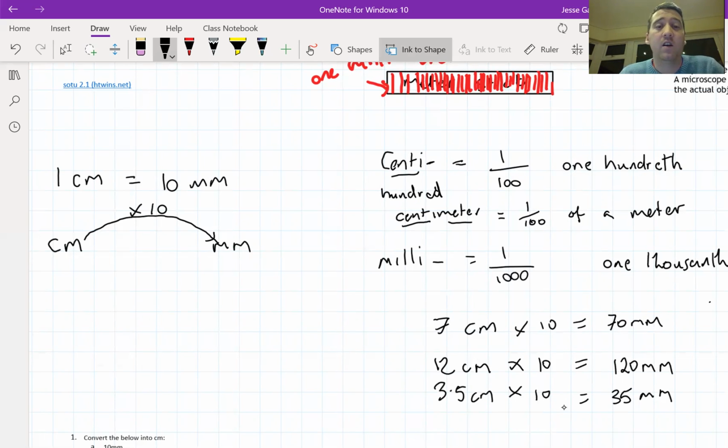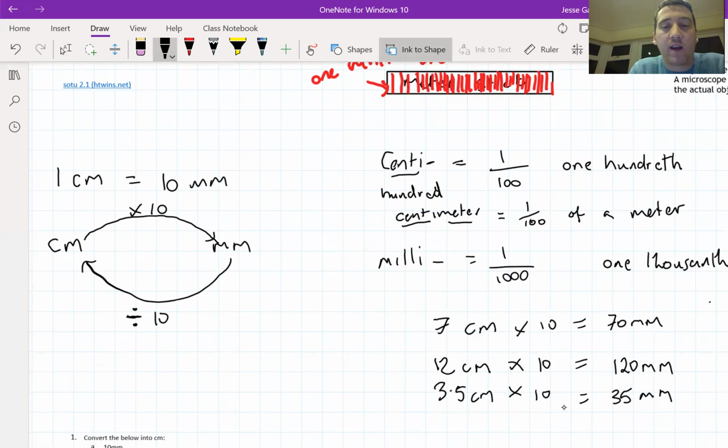Okay, what if we want to go the other way? If we want to go from millimeters, if we have millimeters and we want to go to centimeters, it's really easy. The number's going to get bigger. There are less centimeters. So if there's going to be less in the answer, you want to be dividing. And we're going to be dividing, same as before, by 10.